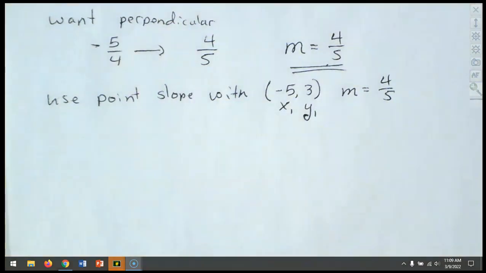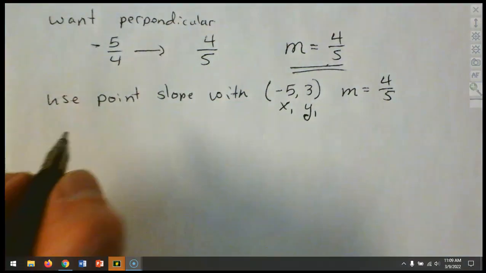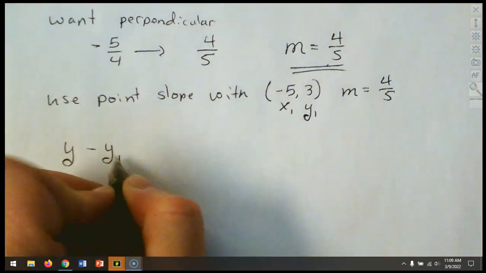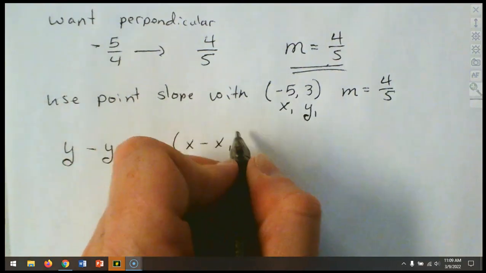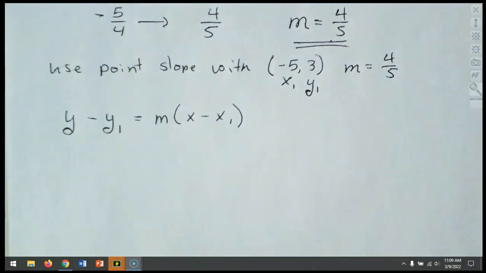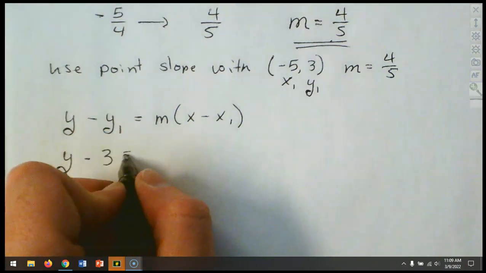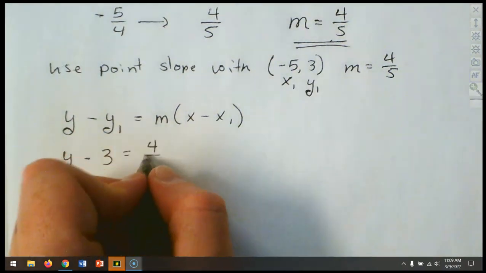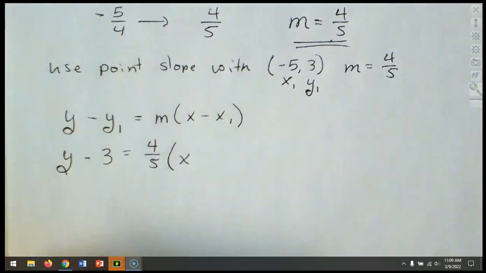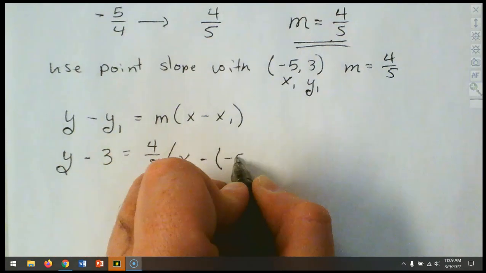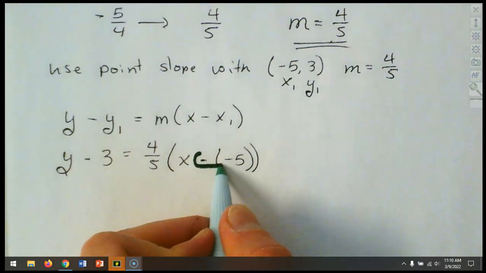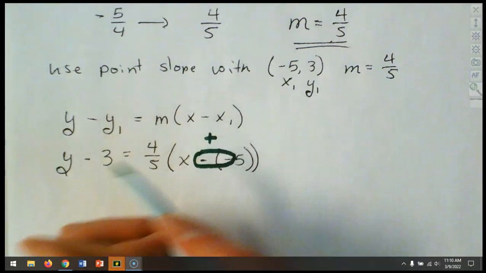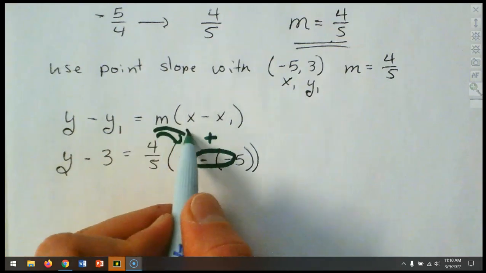We've got x1 and y1 here. Write up your formula. y minus y1 equals m times x minus your x1. Fill it in. So that's y minus 3 equals 4/5 times x, and watch the double negative, minus a minus 5 then. We know the double negative makes it positive, and we'll go ahead and distribute through.